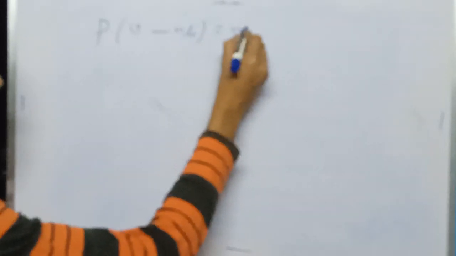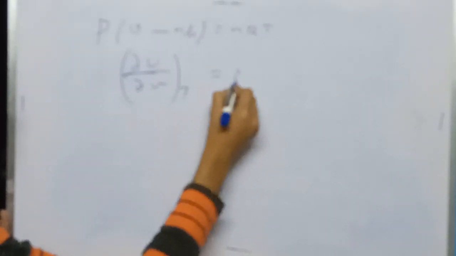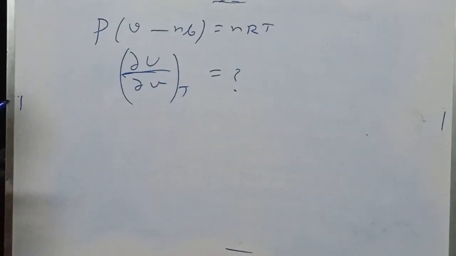Now the question is, for this type of gas equation, what is the value of del u del Vt?